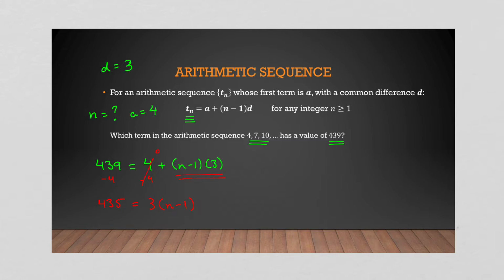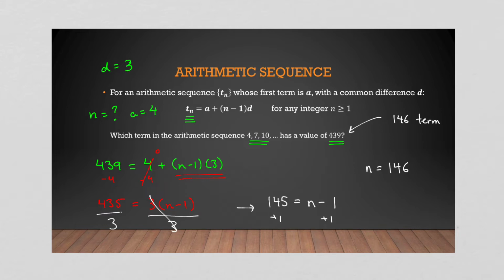Now to get rid of that 3 that is multiplying, I need to divide by 3. 3 divided by 3 is 1, and divide the other side by 3. So what I end up with now is 145 equals n minus 1. So then how do I get n by itself? Add 1 to both sides, and I end up with n equals 146. So what it tells me is that 439 is the 146th term in my list. And you can imagine that would take you a long time to write out. So using the equation and using the algebra makes life so much easier.